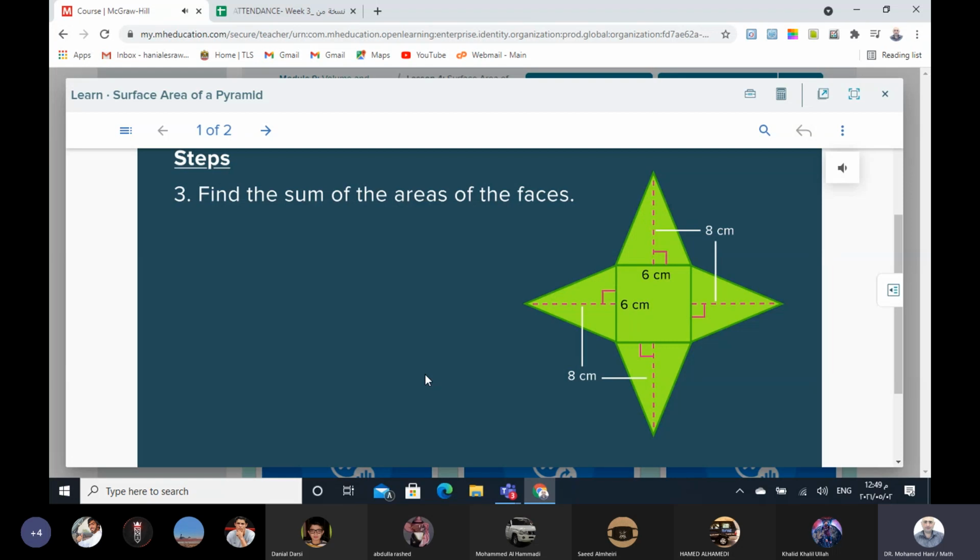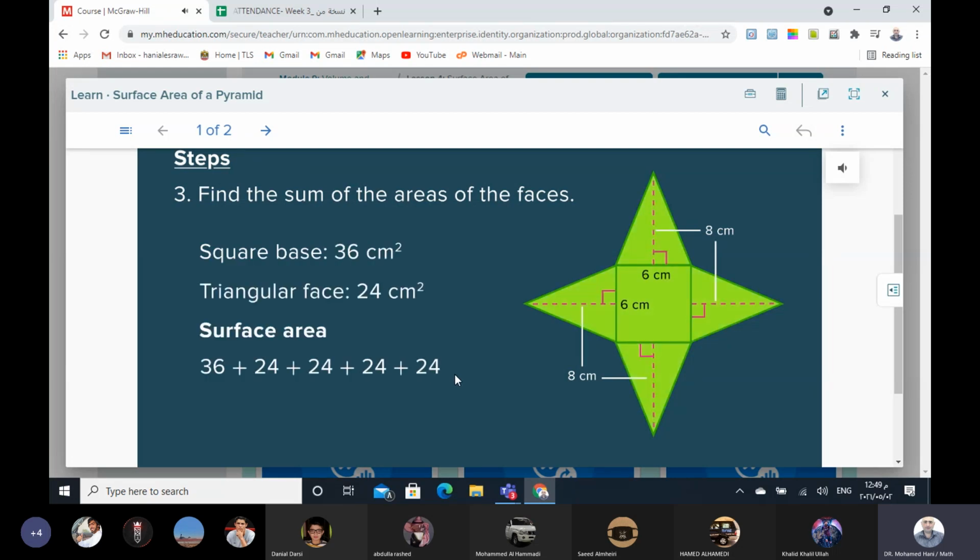Finally, find the sum of the area of the base and the areas of the lateral faces. As you see, 36 is the area of the base. Then for the area of the lateral faces, we have 24 plus 24 plus 24 plus 24, or we can write 4 times 24. The sum is 132 square centimeters. So, the surface area of the pyramid is 132 square centimeters.